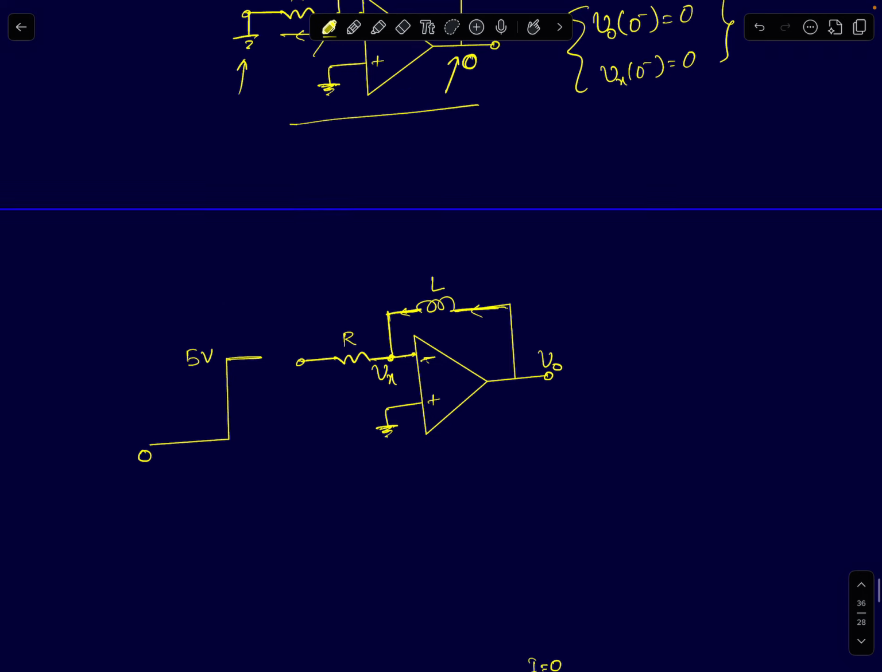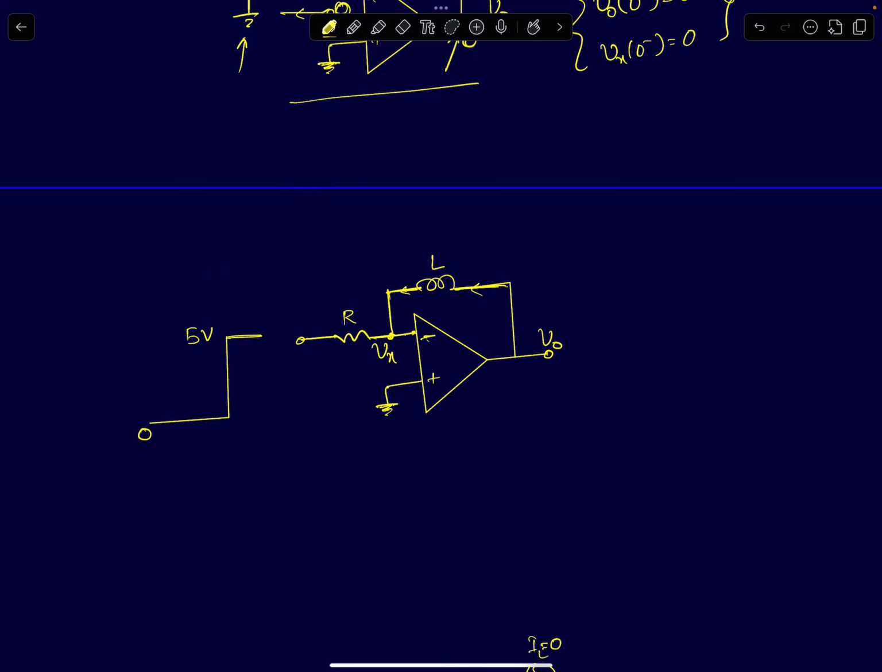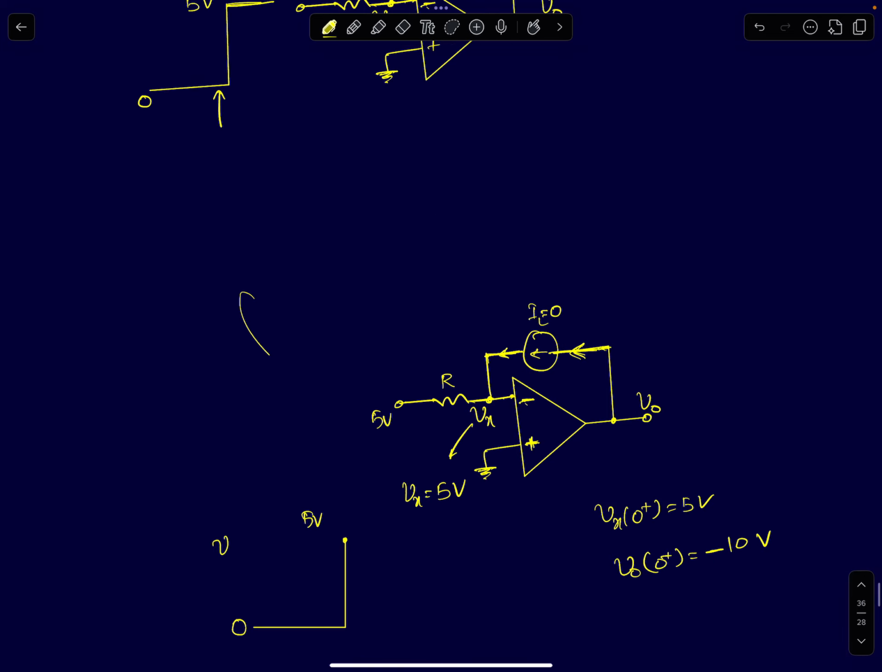Now comes the moment of truth, that is you are applying a sudden step input. The instant you apply the step input, until t equals 0 minus, the op-amp was in negative feedback. The instant you apply the step input, the current through the inductor cannot change instantaneously, which means what would happen? It will act like an open circuit. So if it acts like an open circuit, the circuit reduces to something like this.